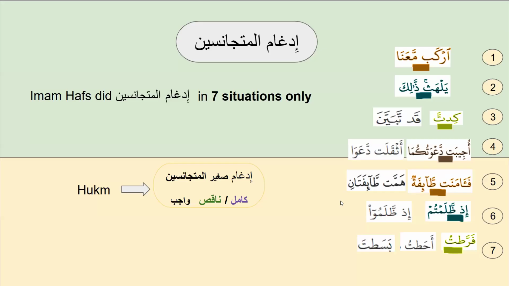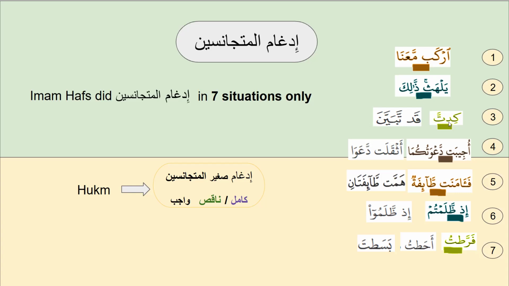We have idgham al-mutajanisain. Mutajanisain means the two meeting letters share the same makhraj but have different sifat. So Imam Hafs has done idgham mutajanisain in 7 situations only. And these are here. The ba is merging into the mim. There's only one example of such idgham in the Quran. The letter tha is merging into the dhal when you are reading in wasl.